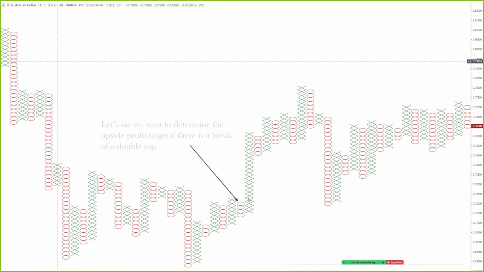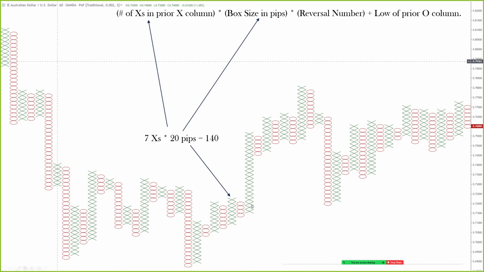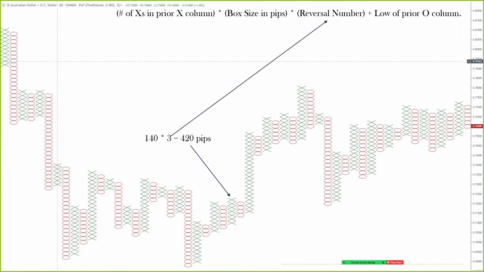Well, if this is the entry column, so if we're going to enter here, we reference back to this column over here, right? Whatever column we're entering on, we calculate a profit target by going back to the last column. So for the X, it's the last X column. If I was trying to determine a short target from this entry, I would look at this column. I'm going to count how many X's are in this column. There's 7. I'm going to multiply that by the box size, which is 20. It gives me 140 pips. And then I multiply that by the reversal number, which is 3. It gives me 420 pips.